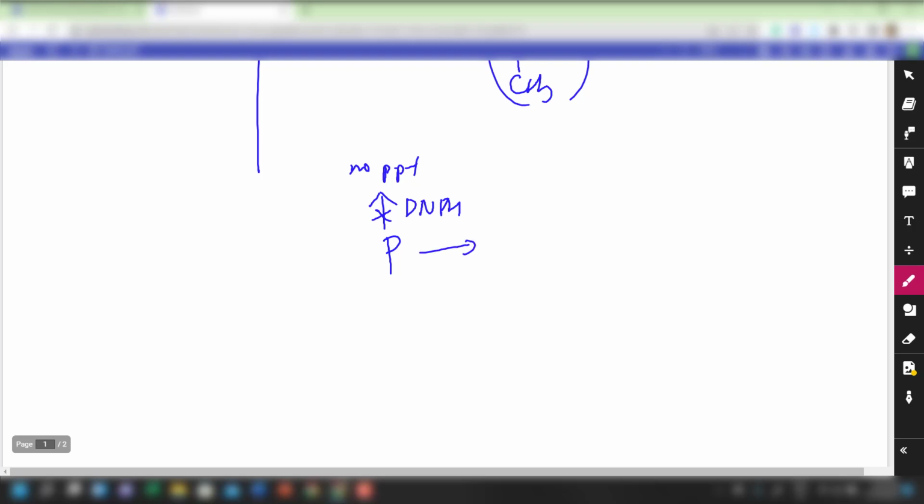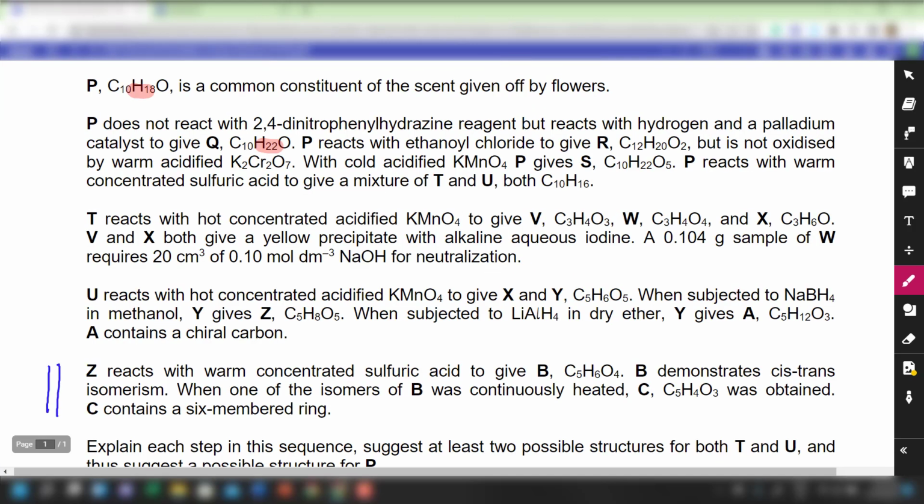So in this case, hydrogen with palladium. The molecular formula for P is C10H18O, and then after that for Q, I'll get the formula C10H22O. Then I'm being told that Q reacts with ethanoyl chloride to give R, but is not oxidized by warm acidified potassium dichromate. So this particular portion tells us that P contains a tertiary alcohol.